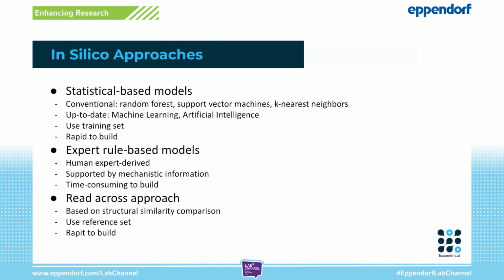There is also a third widely used approach, which is read-across, which is not actually a prediction model, but a searching approach to find similar molecules with known experimental data and make estimations based on properties of these analogs.